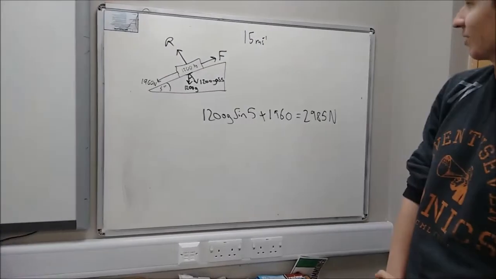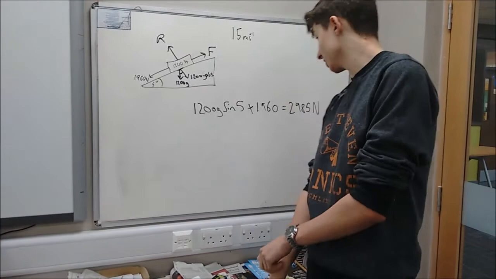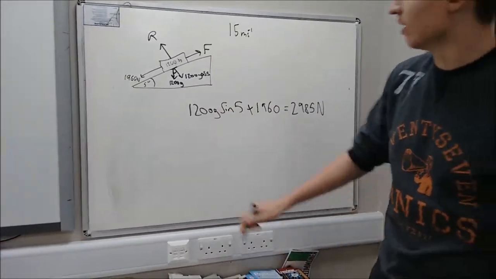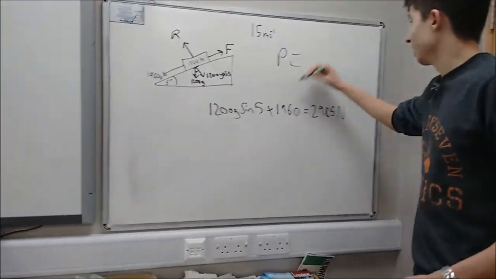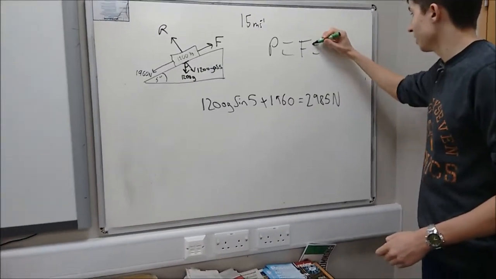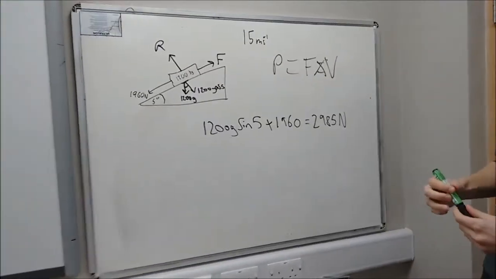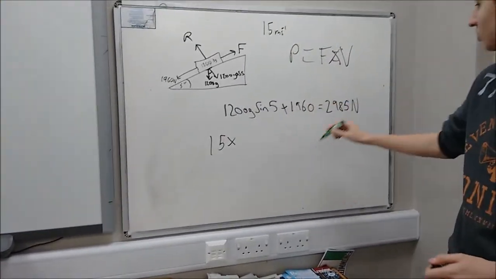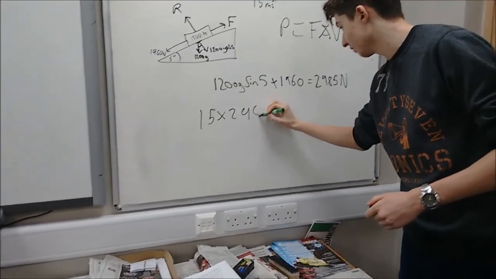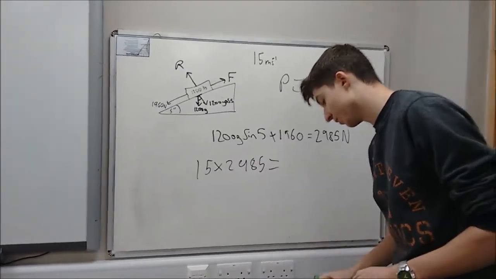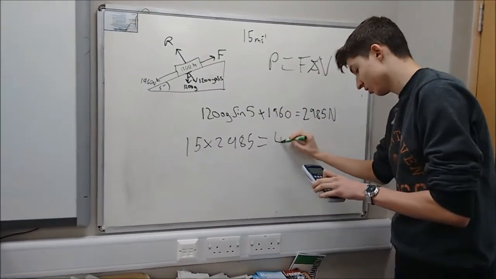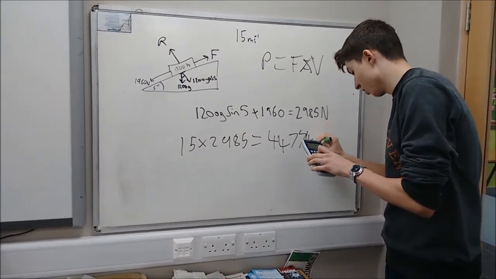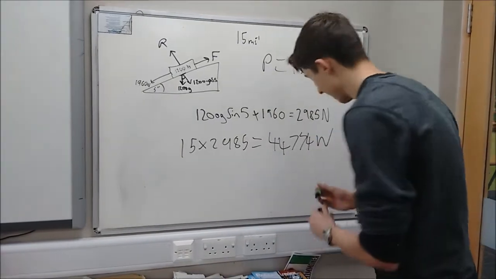What we're going to do here is find out the power that is actually being produced in order to make this force here. Okay, so power equals force times velocity. So that's just going to be 15 times the tractive force, 2,985, and that's going to equal 44,774 watts of power.